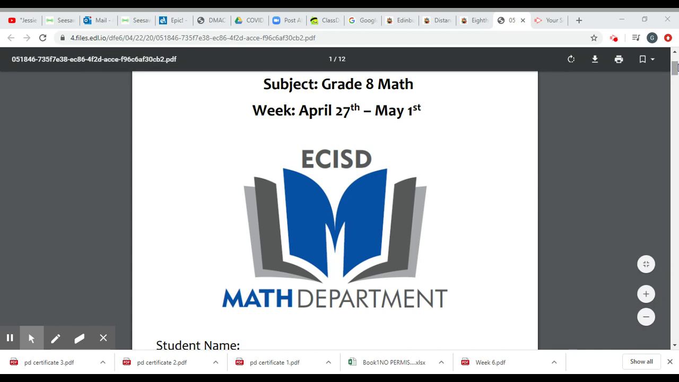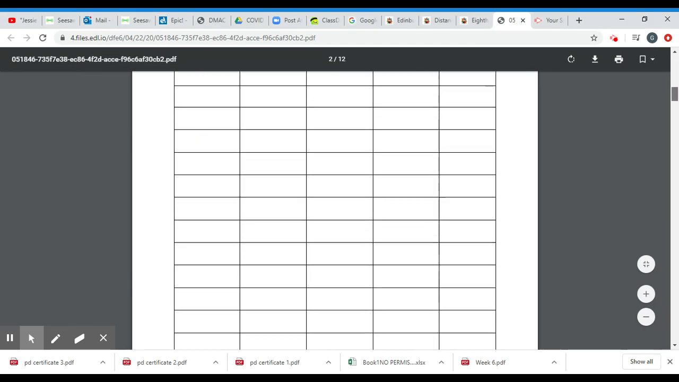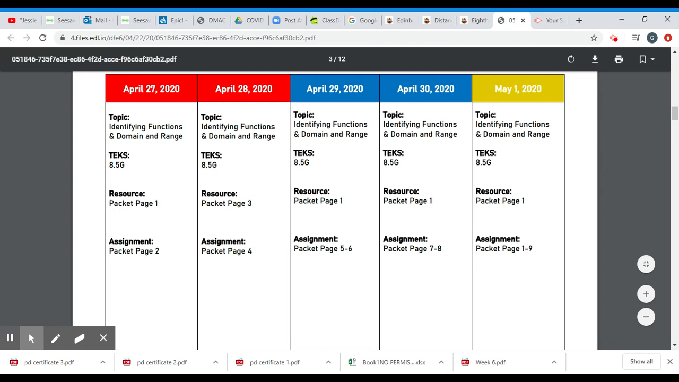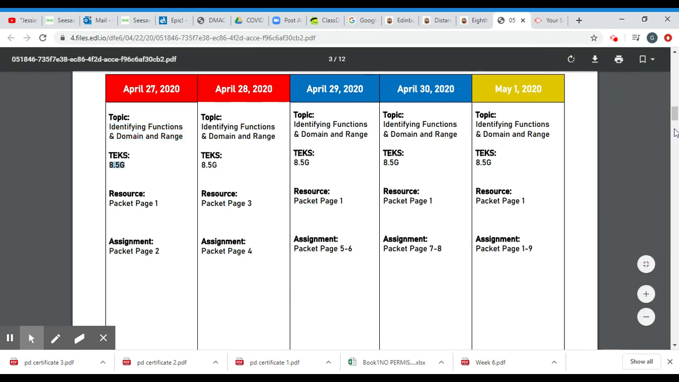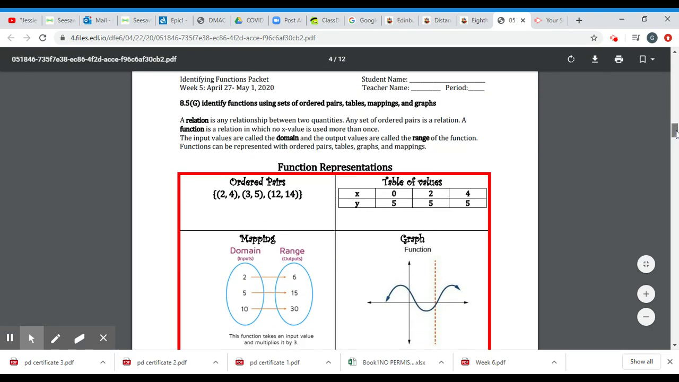Okay, so here we are in week 5 for 8th grade math. For this week, we're going to be doing identifying functions and data and domain and range. And this is TEAC 8.5G. So remember, we're going to be identifying a function from a set of ordered pairs, a table, mapping, and graphs. Now, of course, we have gone over this.